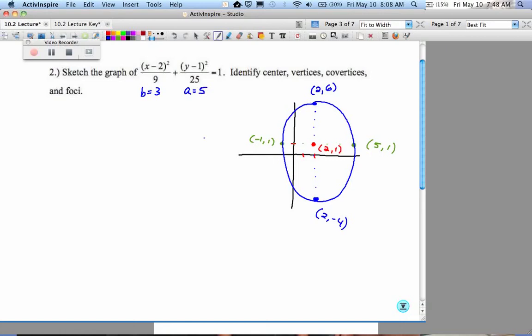So we automatically have the ellipse with just putting those points in. Yeah, it looks like a football. It looks like an ellipse.